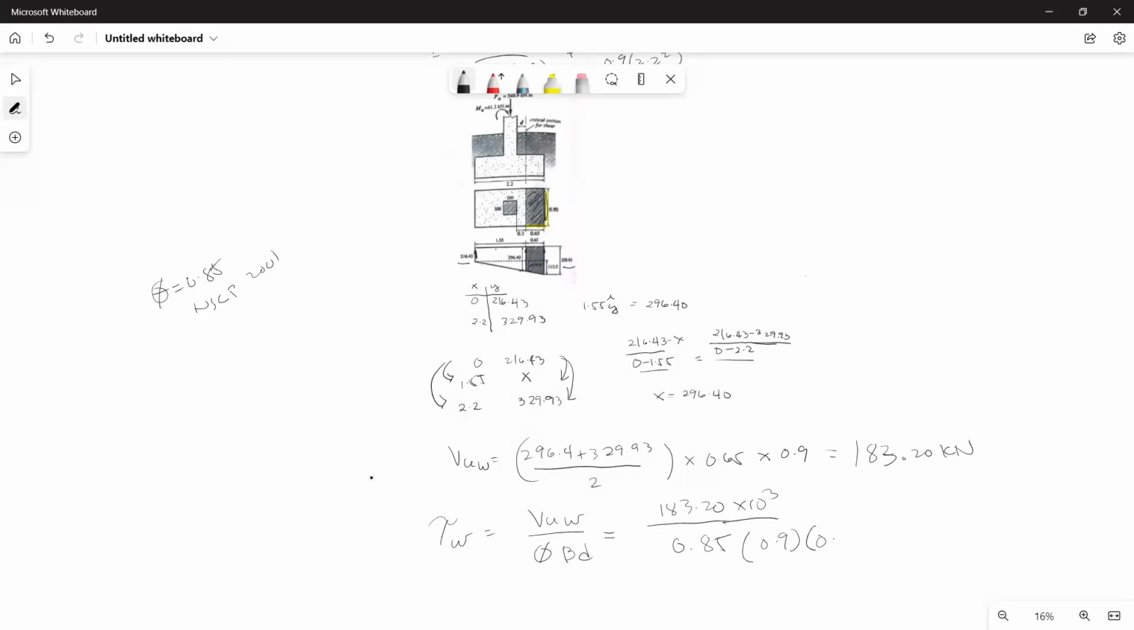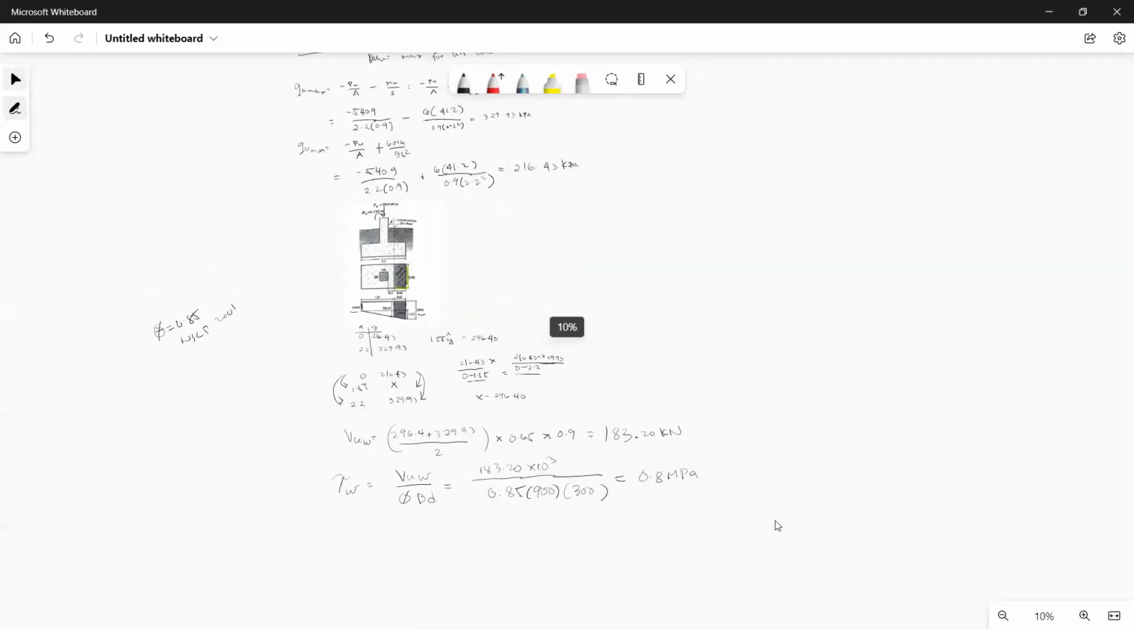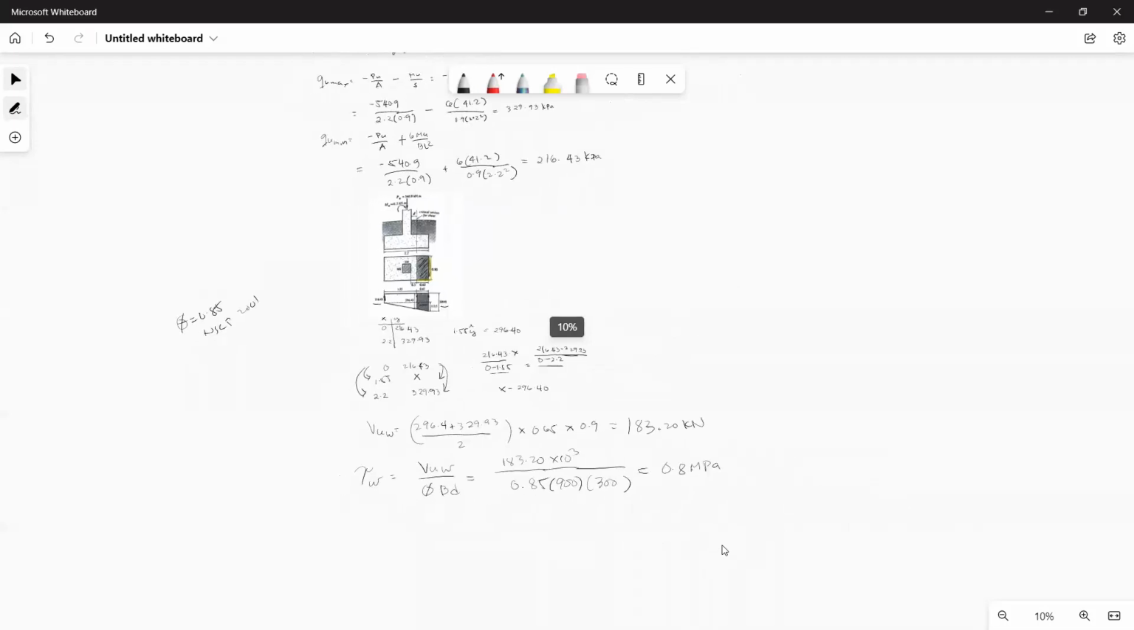So gawin ko na lang siyang Newton millimeter squared. So para maging MPa, it should be Newton millimeter squared. So ito ay 900 and 300. Okay, you get your value to be 0.8 MPa. So if you check that to the maximum capacity, which is less than or equal to 0.17 square root of f prime c.